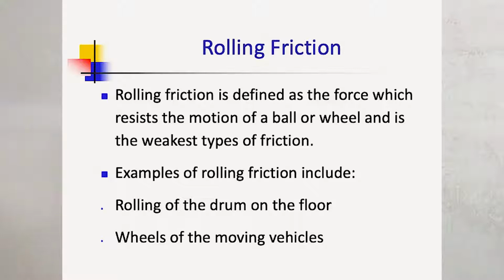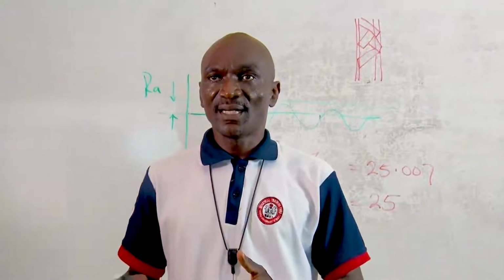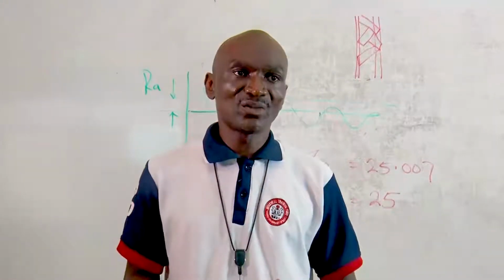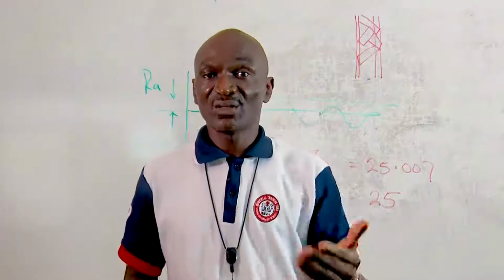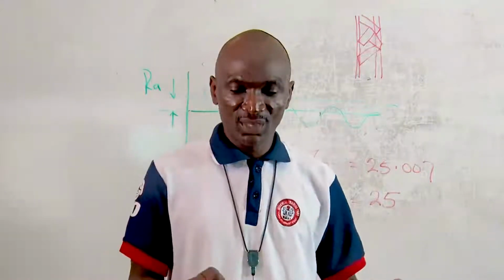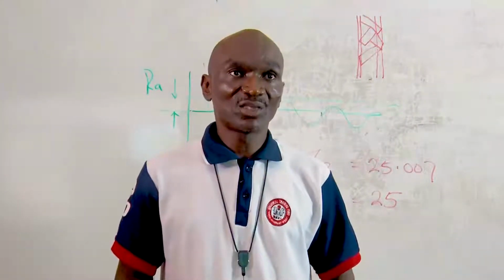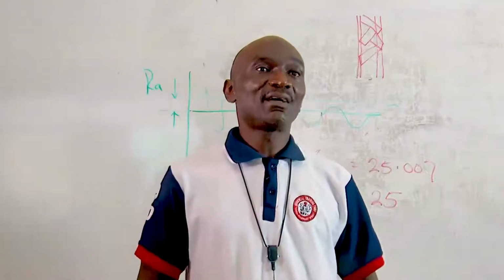Two examples to mention: rolling of a drum on the floor. As you attempt to roll the drum on the floor, the frictional force that is generated there is called rolling friction. And then when you have wheels of a wheelbarrow, wheels of your automated trucks, wheels of your pallet trucks, or any other kind of trucks that are used in the industry, as they roll on the floor, it generates rolling friction. Then we have fluid friction.